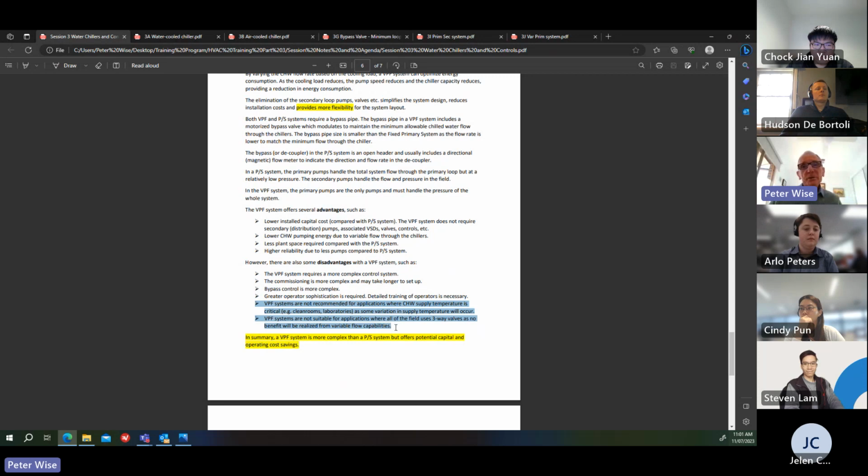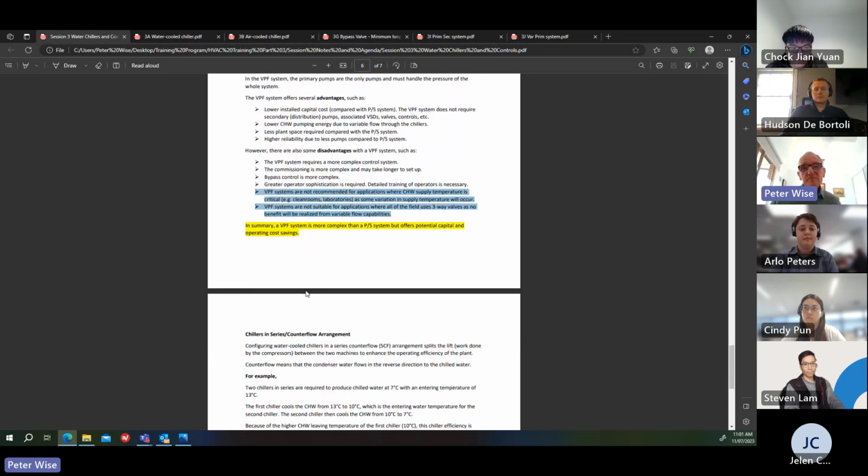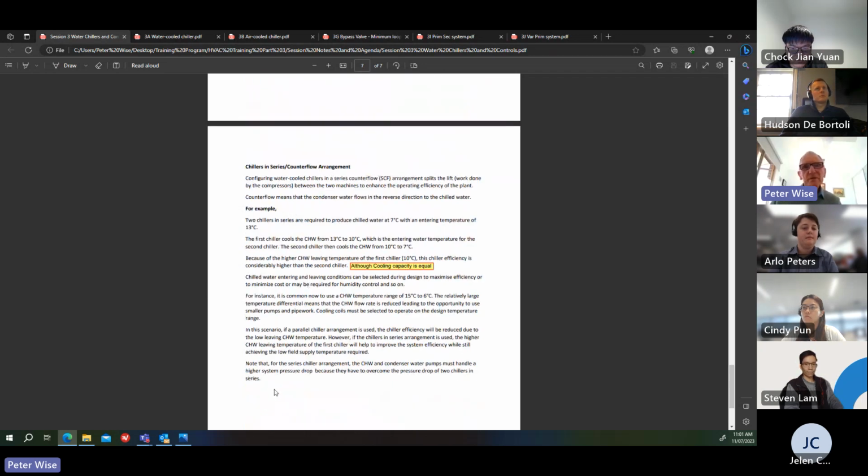And if you've got all three-way valves in the field, there's no point having variable primary because your flow is going to be constant. So I've just summarised there: VPF is more complex than a primary secondary, but does have potential capital and operating cost savings. So it's interesting to do one, and you'd need to justify the difference, the value in doing it. Okay, we've reached 11 o'clock, but I'll just finish off.